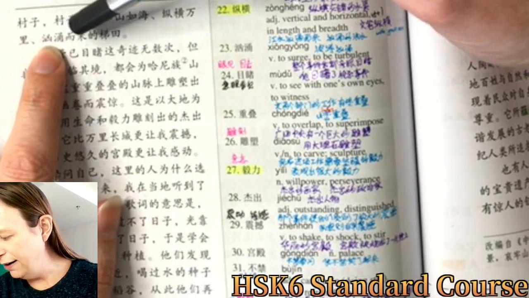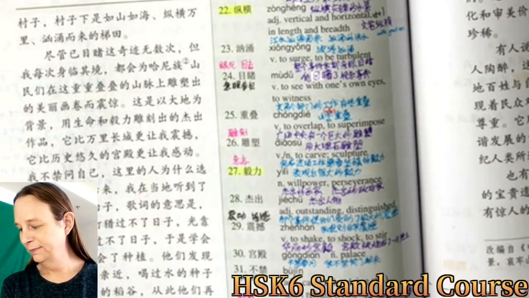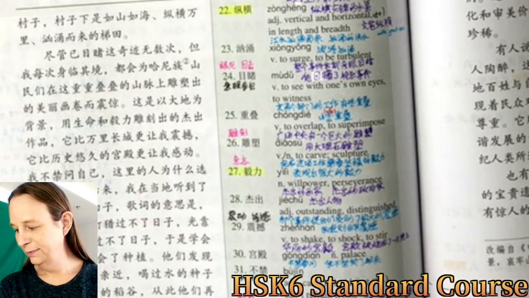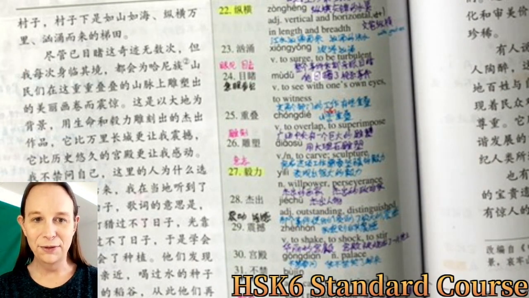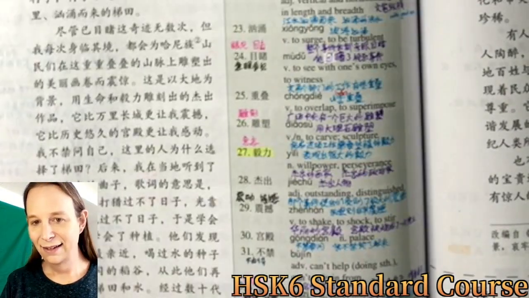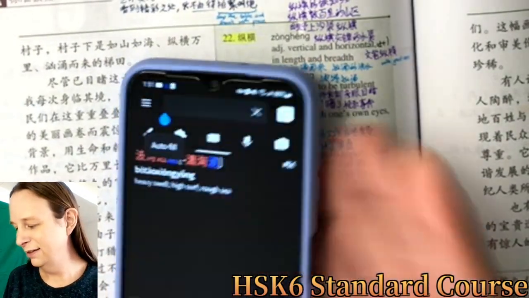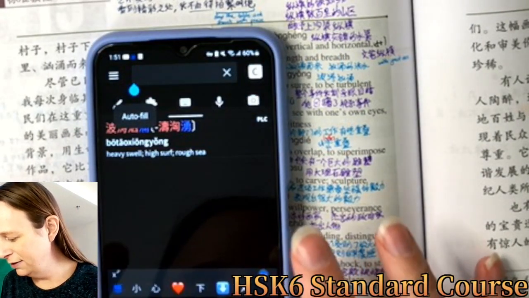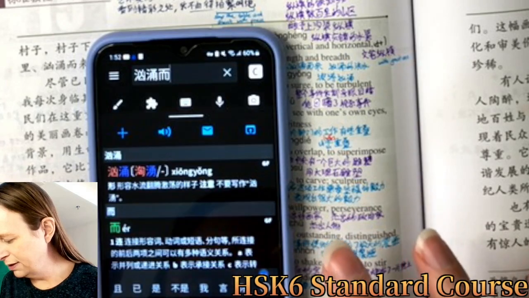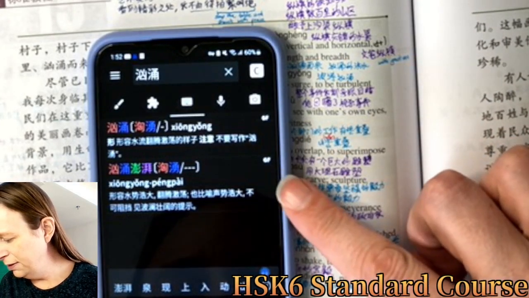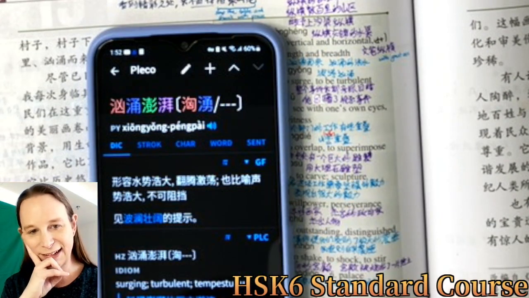汹涌而来的天体. What? No, that doesn't work. That can't work. 汹涌而来的涌现. Should it be 涌现? 涌现出来的. 汹涌澎湃. Oh yeah, saw this not that long ago.